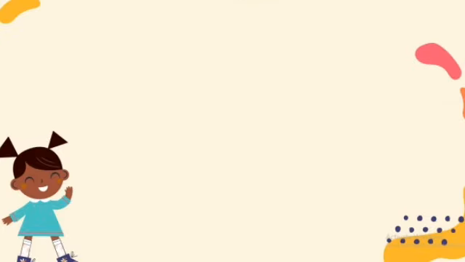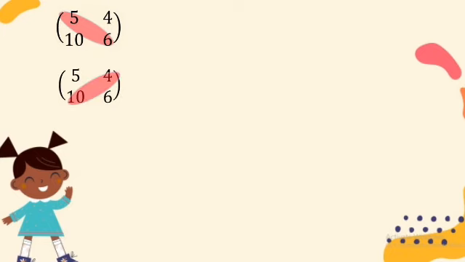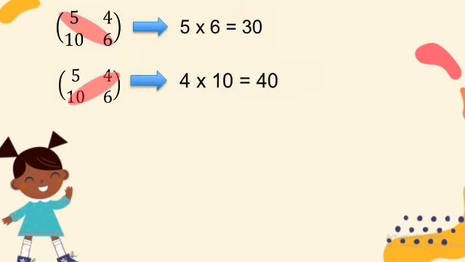Sixth, then we multiply the elements on the first diagonal and we multiply the elements on the second diagonal. We know the first diagonal is 5 and 6, also the second diagonal is 4 and 10. Then multiply within the first diagonal and the second diagonal. For the first diagonal, 5 times 6 equals 30. For the second diagonal, 4 times 10 equals 40.